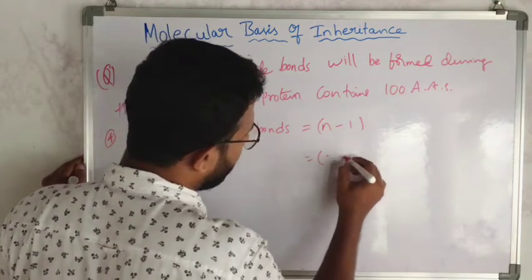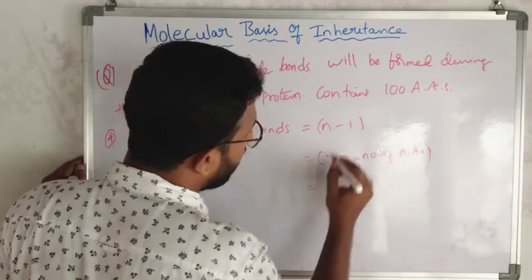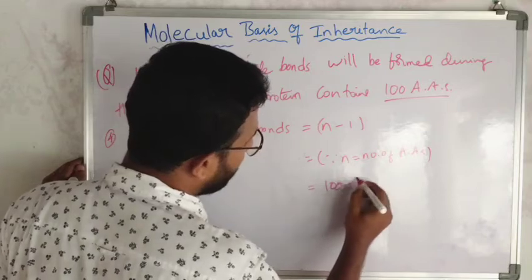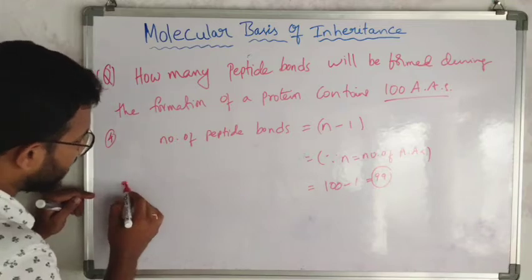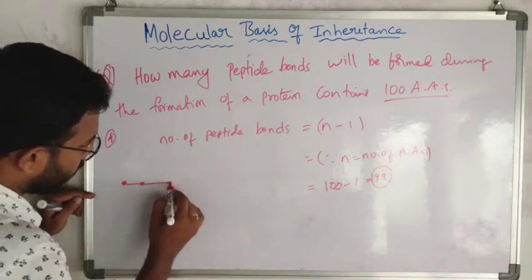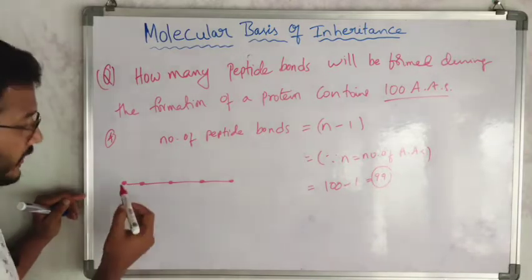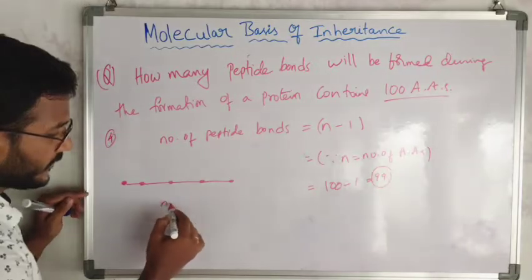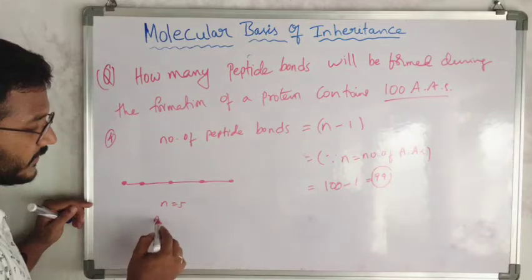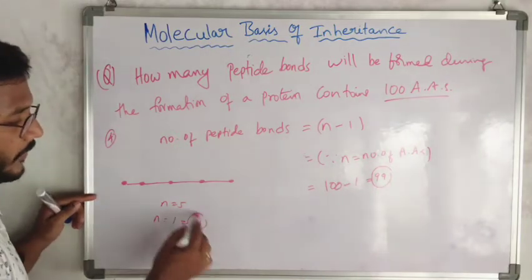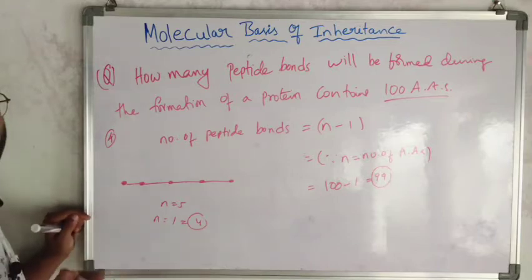Here n is equal to the number of amino acids. So here 100 minus 1, that is simply 99 peptide bonds will be formed. For example, this is an amino acid and this is an amino acid, like this. Now calculate the number of amino acids: 1, 2, 3, 4, 5. n is equal to 5. And calculate the peptide bonds: 1, 2, 3, 4. That is equal to n minus 1 only, that is 4 peptide bonds only. So this is how you can calculate the number of peptide bonds.